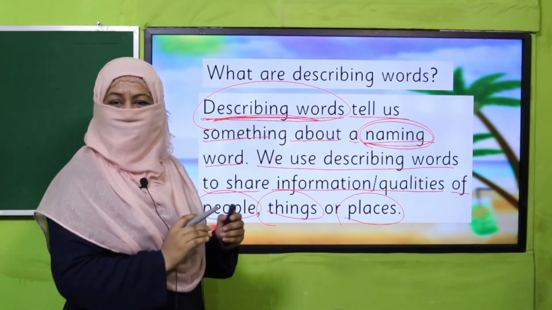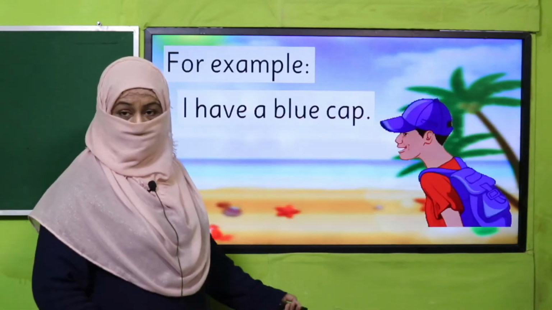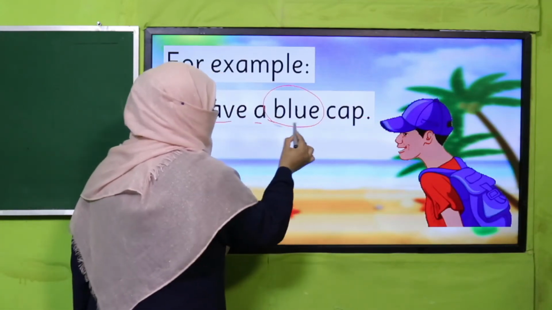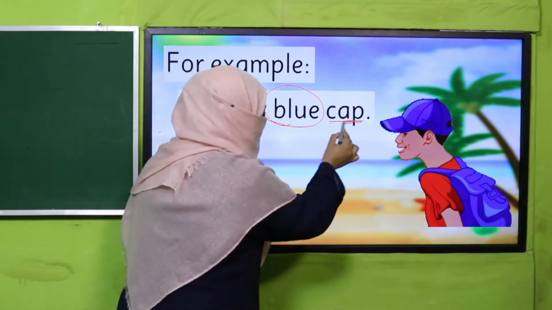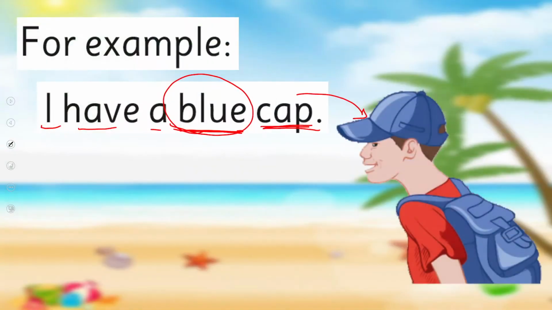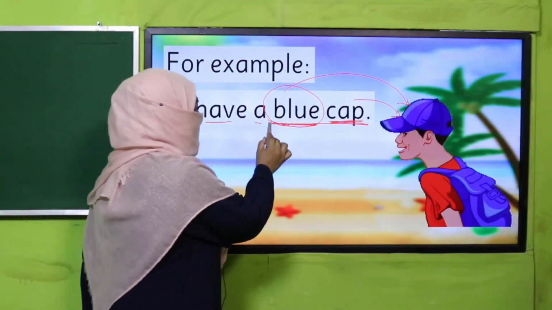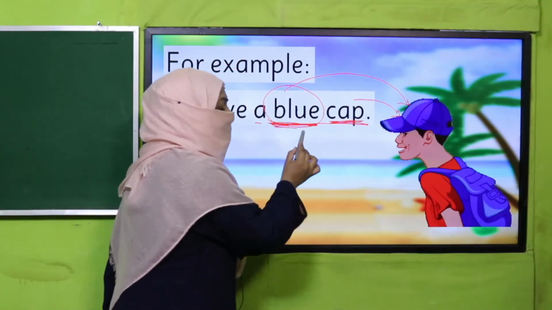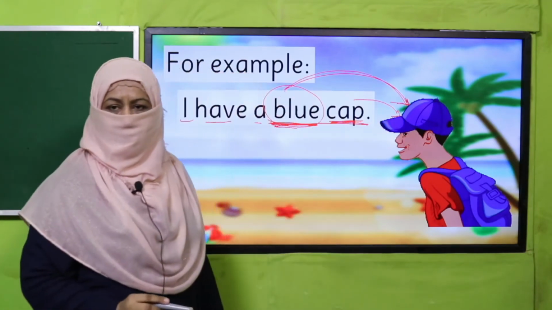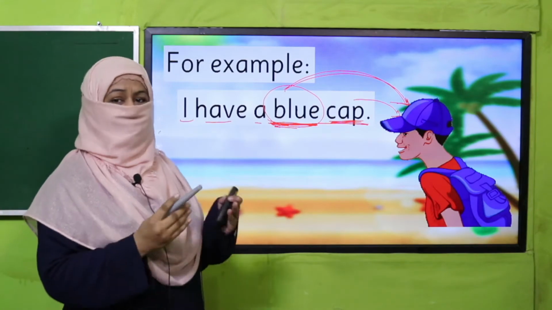So whenever we want to tell how that person is, how that place is, how that thing is, we use a describing word, right? For example, look at this. I have taught you this as well. I have a blue cap. Now we know cap is a naming word for a thing, and this word blue is telling us about its color. It's a describing word. I have a cap, even that's a complete sentence. But in this, I have a blue cap, this describing word is telling us one thing about this naming word. That's why it's a describing word.